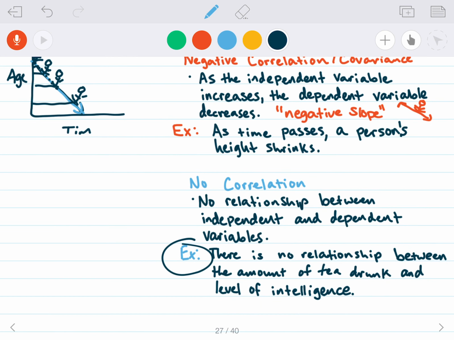So I don't know where I saw this example, but this is kind of funny. There's no relationship between the amount of tea drunk and level of intelligence. When you take statistics, or if you've already taken statistics, you're going to talk about correlation versus causation. Sometimes there's a correlation, but you can't really conclude anything from it. Just because two variables correlate doesn't mean that there's a cause. And there's some funny memes about that. You should look up memes, correlation versus causation. Anyway, there's no relationship between those variables.